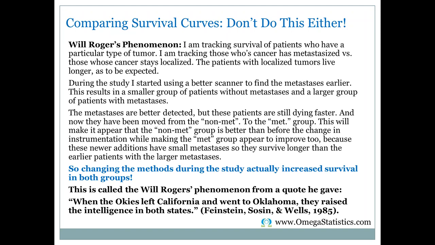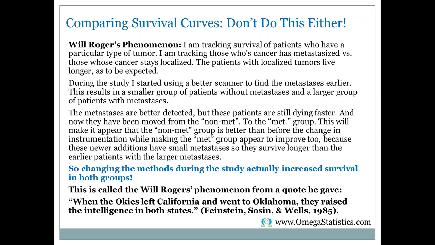Also, you don't want to do this either. We go back to the assumption 5 that we had on the previous screen. There's something called the Will Rogers phenomenon. An example of this is I'm tracking survival of patients who have a particular type of tumor. So I'm tracking those whose cancer has metastasized versus those whose cancer has stayed localized. It hasn't spread throughout the body or to another area. The patients with the localized tumors live longer, and that's what you would expect because it hasn't spread. During the study, I started using a better scanner.